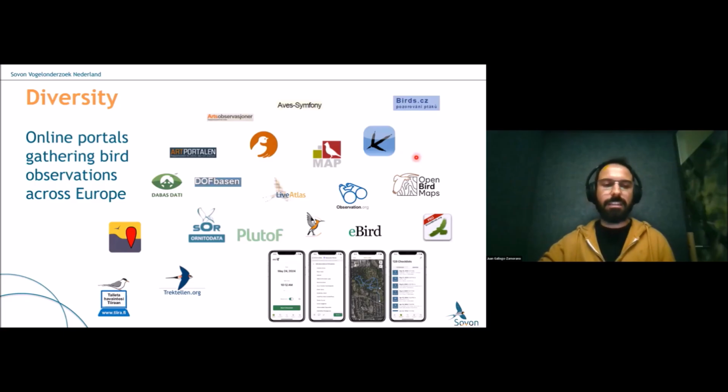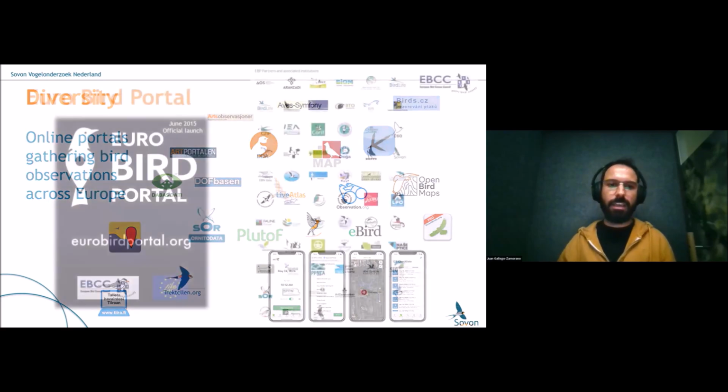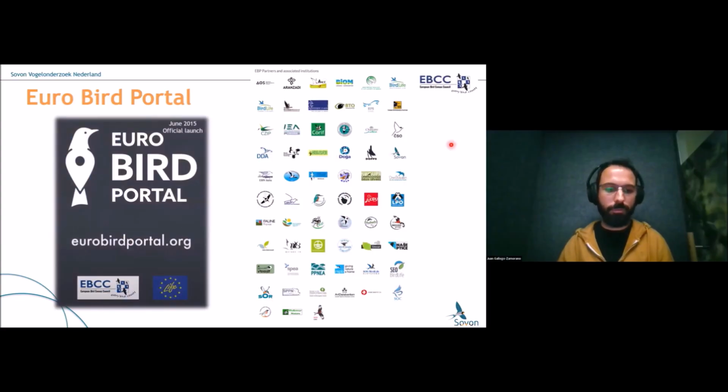Of course, ideally we would have all that information centralized together in one single place, or everyone would do the same. But because we humans are also quite diverse, we like to have this diversity of portals. Everyone likes their own portal, which is totally fine. But in 2015, the European Bird Census Council, the EBCC, together with a LIFE project, put the Eurobird portal to run, which tries to bring together all these different online portals gathering bird data into one single location, into one single database.